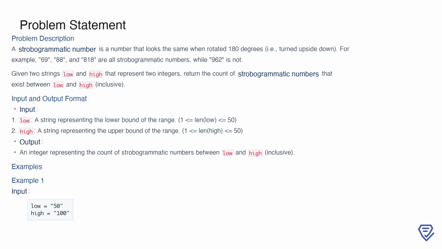The range is defined by two strings, low and high, which represent the lower and upper bounds of the range, respectively. Both low and high are given as strings to accommodate very large numbers, and the result should be the count of all strobogrammatic numbers that fall between these two bounds, including the bounds themselves. This introduces an interesting challenge because the input strings can be up to 50 characters long, making it crucial to account for efficiency in our solution.